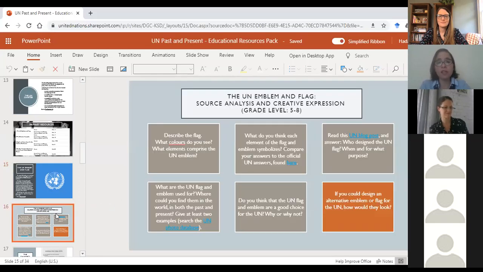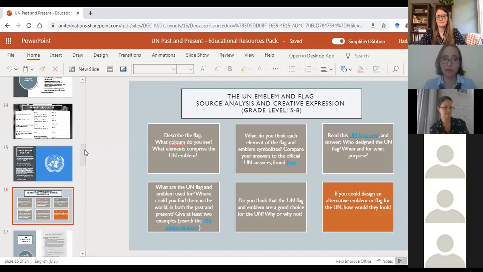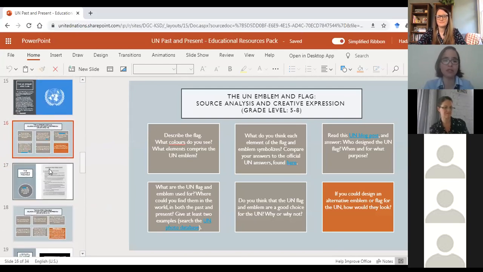So we have some guiding questions for you to use if you wish, and also some creative expression projects. I think a fun one is, if you could design your own flag and emblem for the UN, how would they look? How would you do it? What kind of ideas would you want to incorporate? I sometimes ask students this as part of the tour, and I get wonderful creative answers.